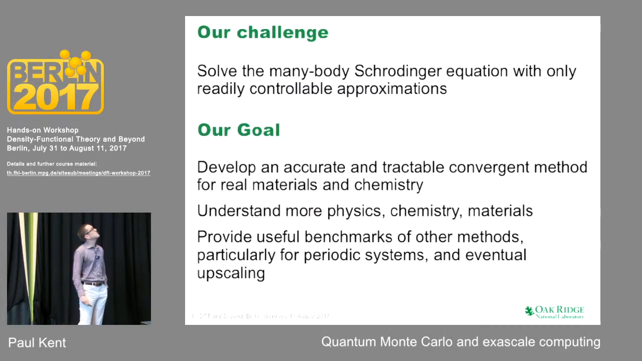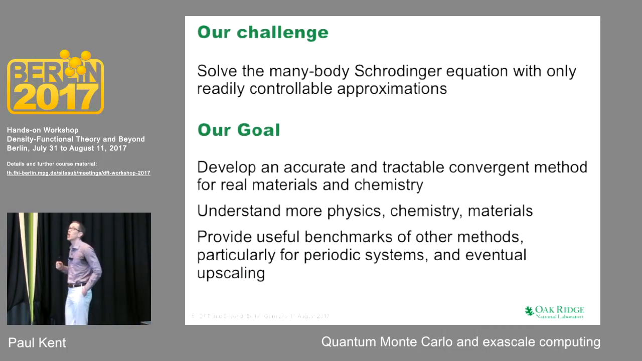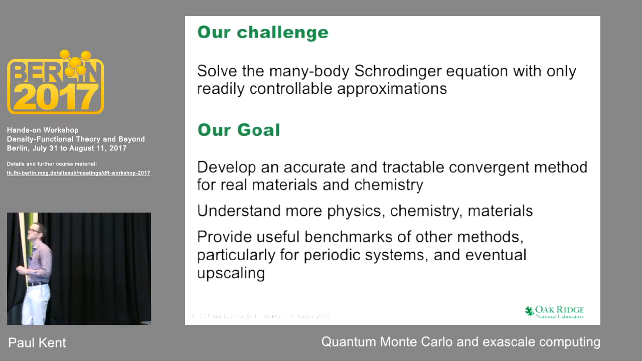And so that brings us to what's our challenge, what are our goals? What we want to do then is solve the many-body Schrödinger equation, and crucially, with only readily controllable approximations. Perhaps we can't do an exact calculation like I just showed you, but we want to have a knob, where if we pay more, we get steadily more accurate results. And the key thing is that this has to be an accurate and tractable method.